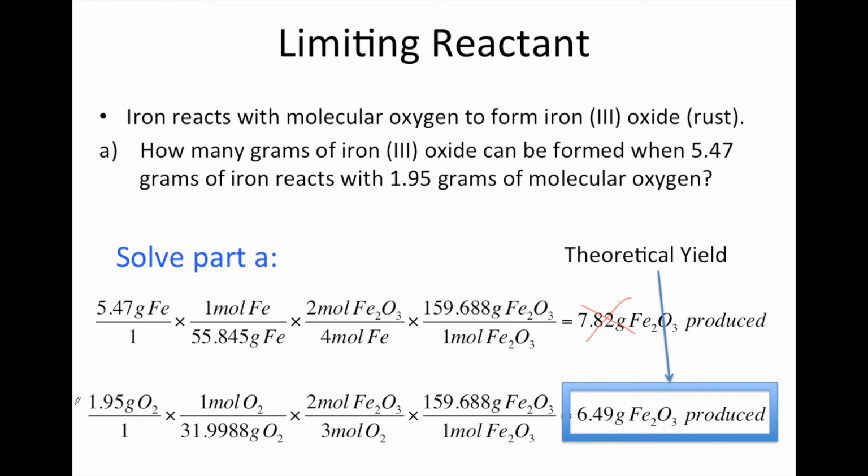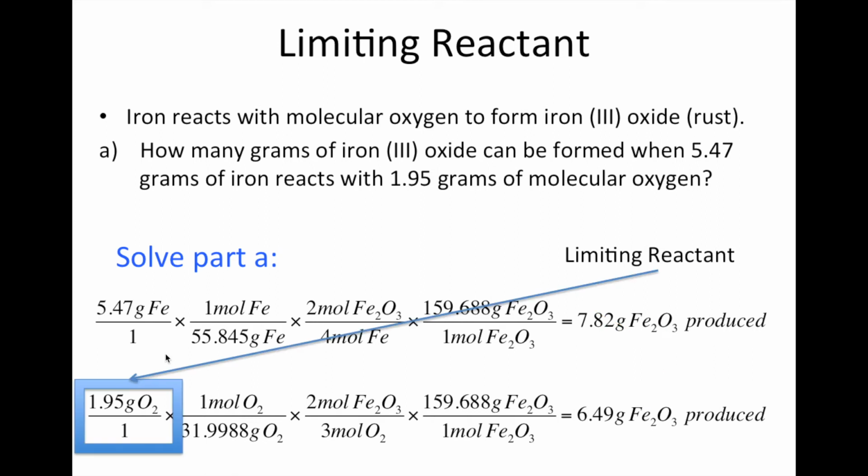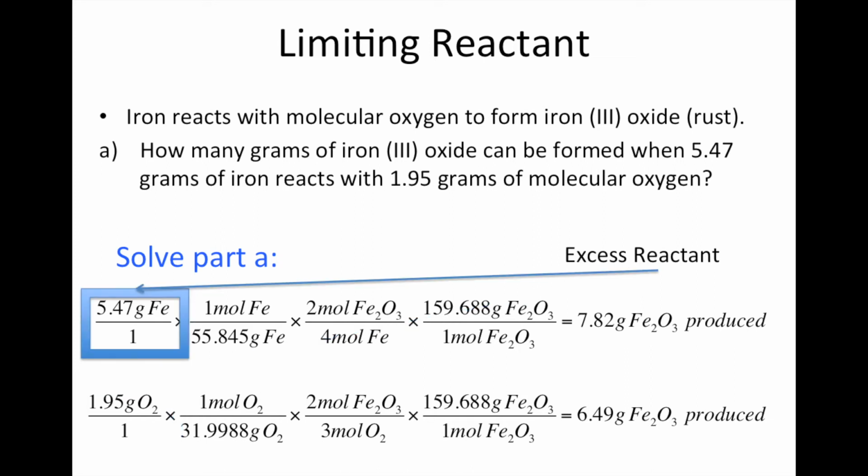So since the mass of oxygen that we're given produced less product than the mass of iron that we're given, we could also say that the oxygen is the limiting reactant. The oxygen is going to be used up first. So all of that 1.95 grams is going to be used. The iron is the excess reactant, so we're going to have a little of that left over.